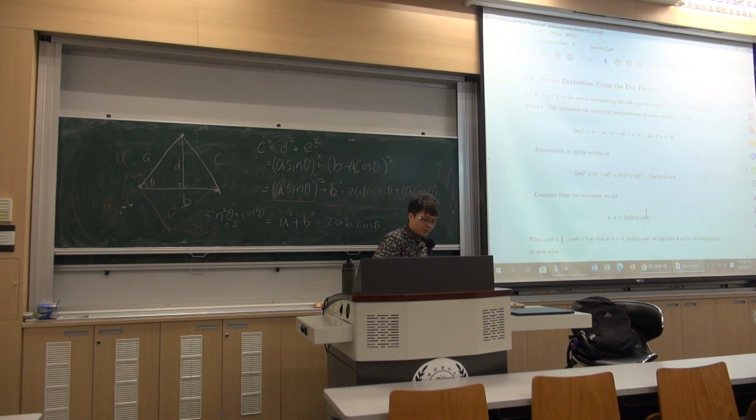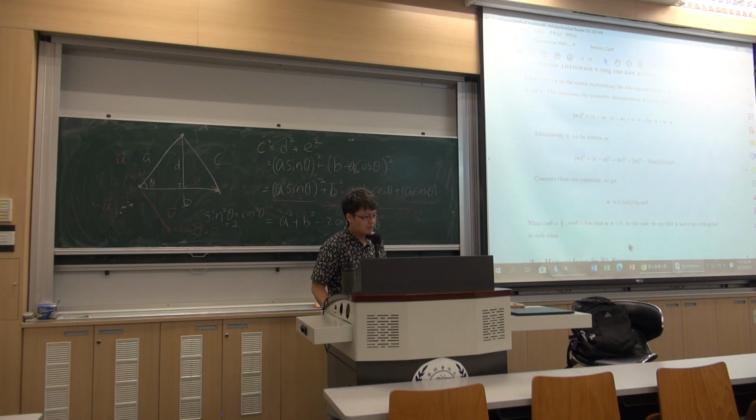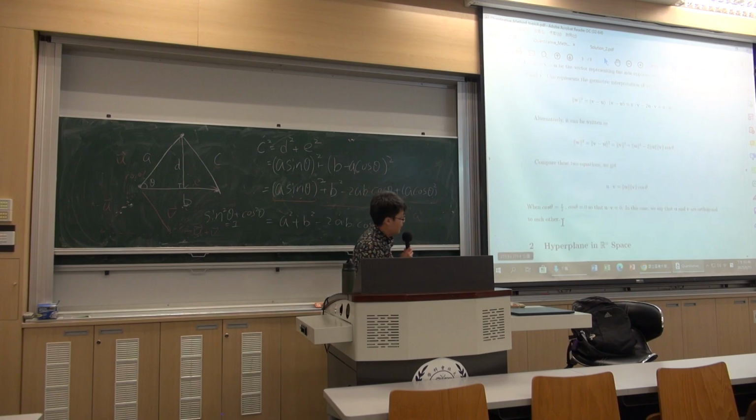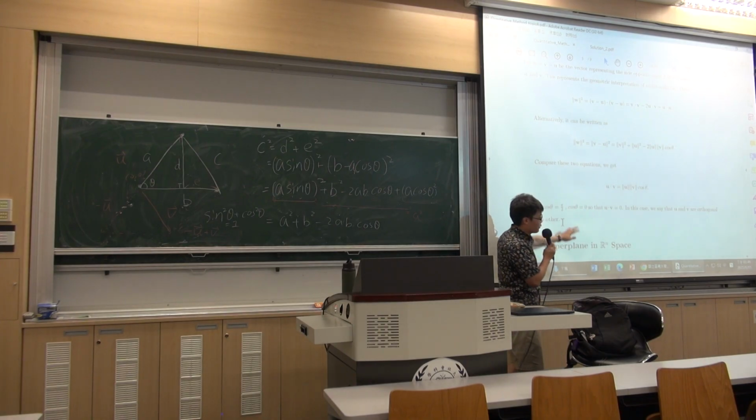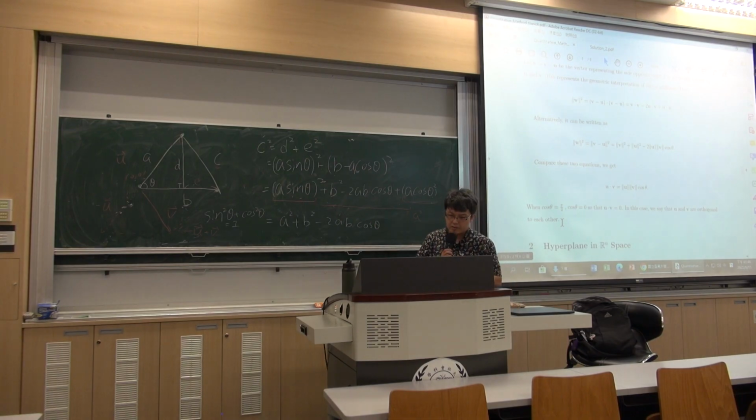Okay. And notice that when the angle equals 90 degrees, then you become orthogonal. So when you do the inner product with two vectors with 90 degrees between them, then it becomes 0.